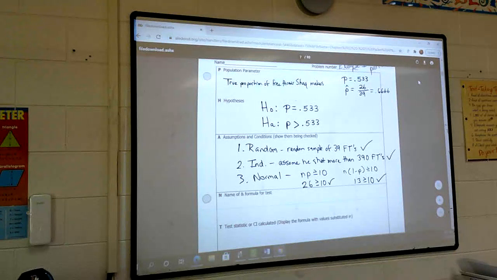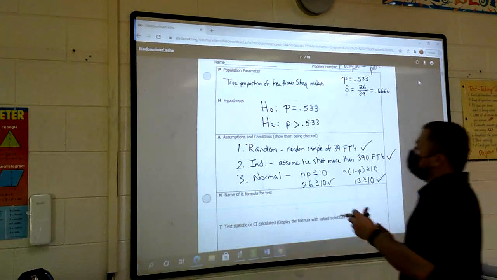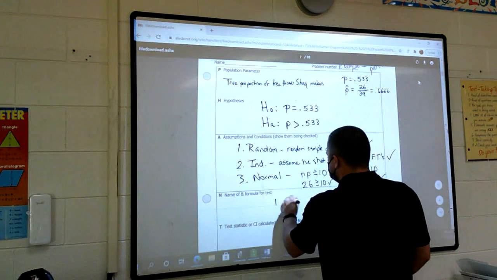Remember that if you're dealing with proportions, you do the NP greater than or equal to 10, N(1 minus P) greater than or equal to 10. If we were dealing with means, like we did just recently in the intervals, then we would have been talking about the central limit theorem, that the sample size has to be at least 30. But if we're dealing with proportions, we have this one, NP and N(1 minus P). All right, so in N, all we have to do is name the test. So this is a one proportion Z test.